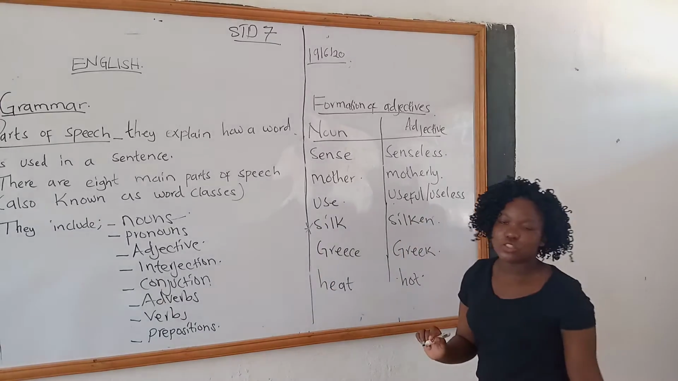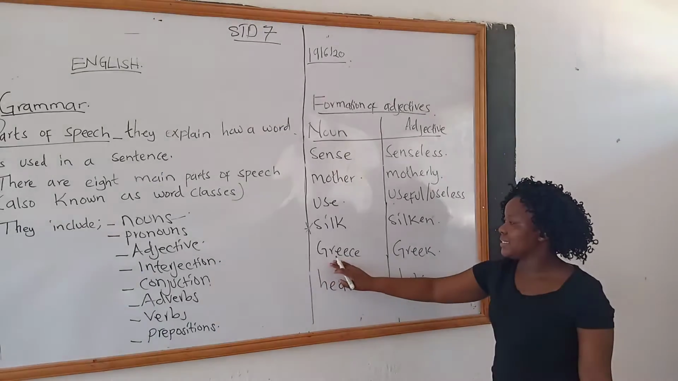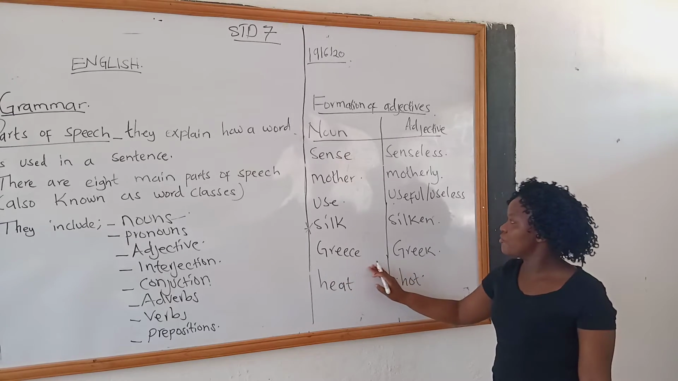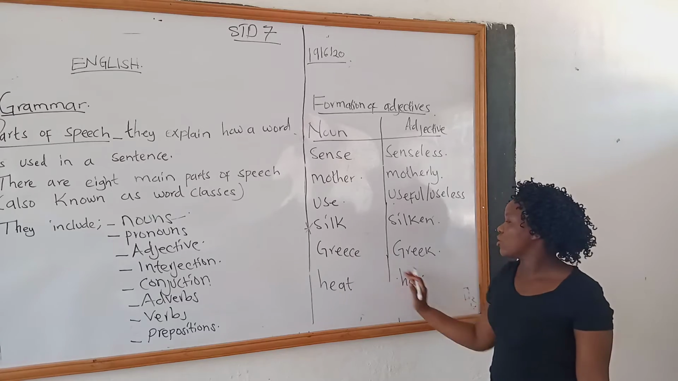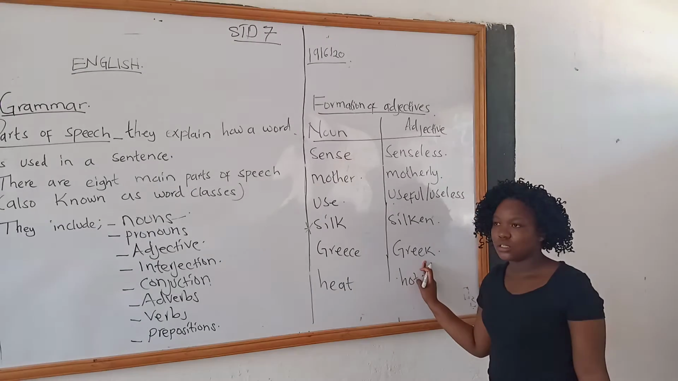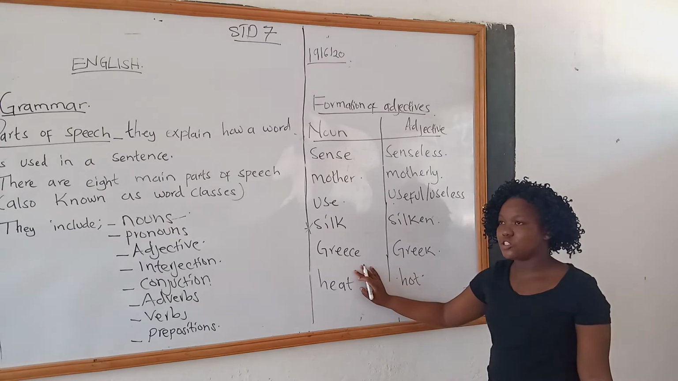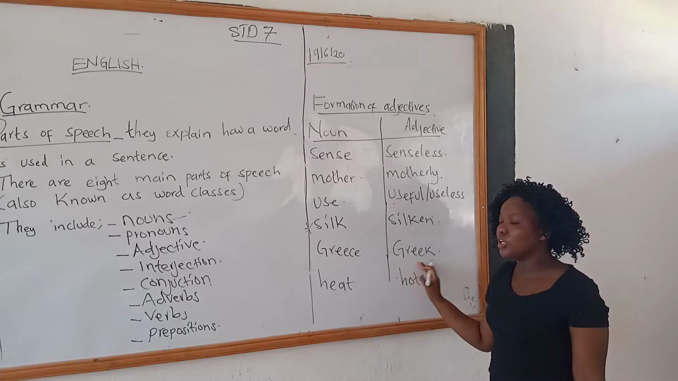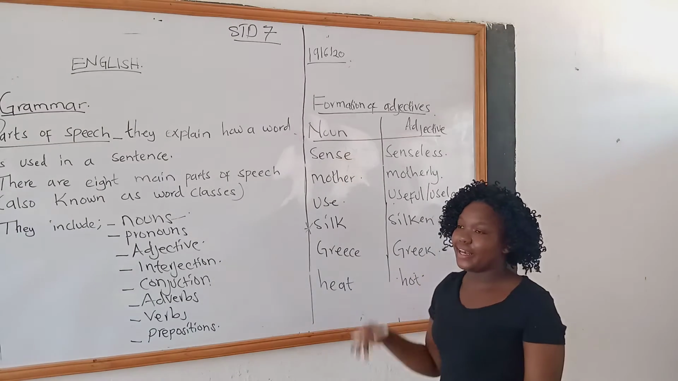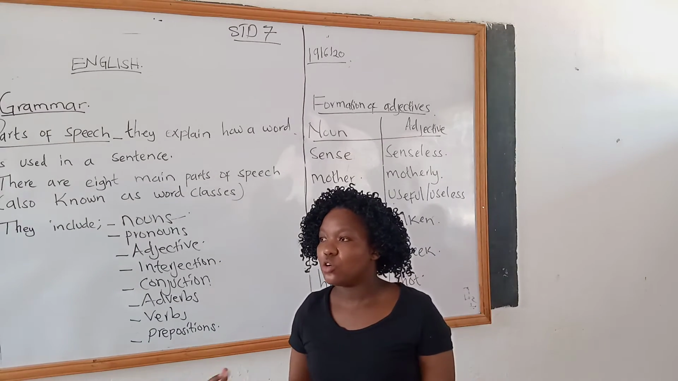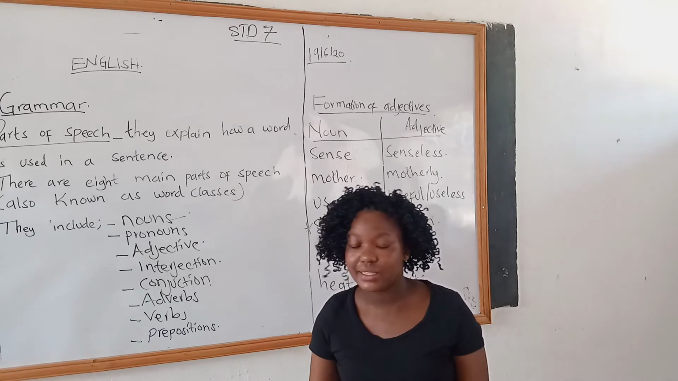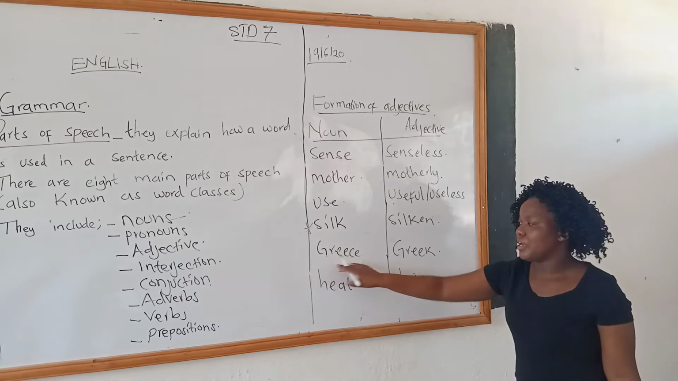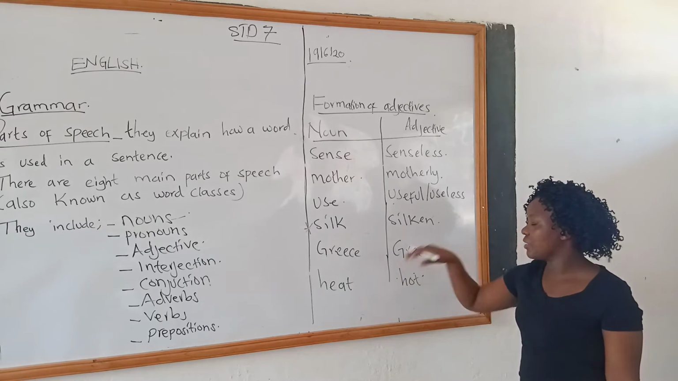Go and find out. So then we have the word Greece. Greece is a country. So people from that country are called Greek. Like we can say Kenya is a country. How do we call people that are coming from Kenya? They are called Kenyans. So it is the same here. We have Greece, then we have Greek.